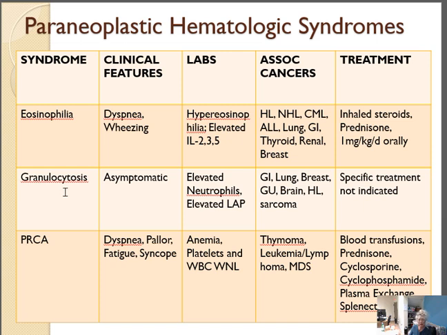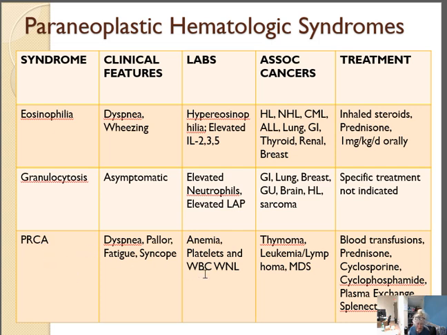Granulocytosis is when your bones are making too many granulocytes, can be asymptomatic. You can have an elevated neutrophil count. You can have an elevated LAP, and they don't really suggest any particular treatment, but you can see it comes from a lot of cancers as well. Okay.